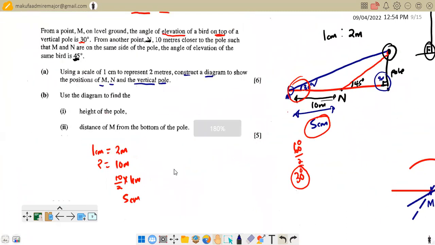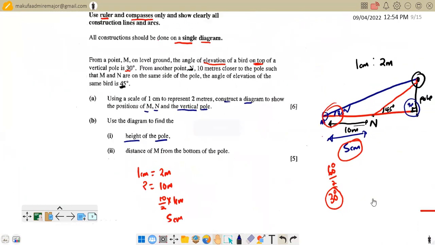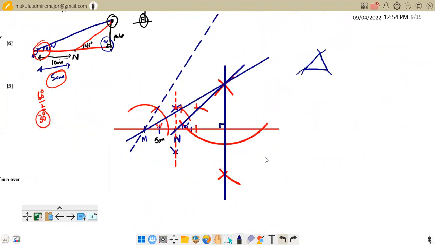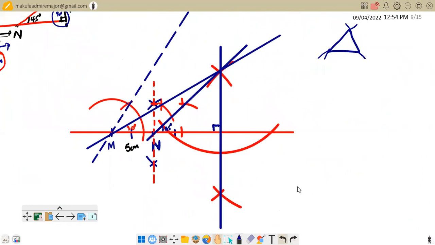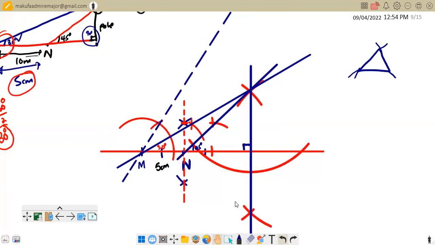Then this question is now saying, use the diagram to find the height of the pole. Okay, so we need the diagram now to give us the height of the pole. So the height of the pole is this one, according to our diagram. This is the height of the pole. But remember, because of our adjustment that we did before, it is going to be affected now. But what you're going to do, you're going to measure this height of the pole from this point here to this point here.